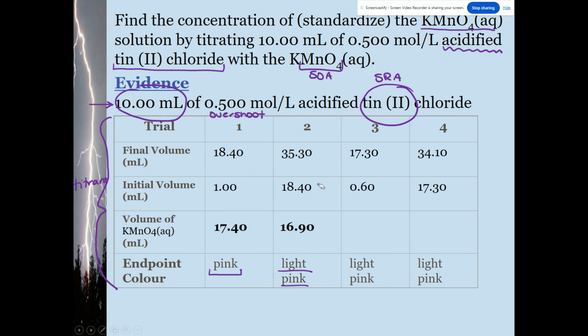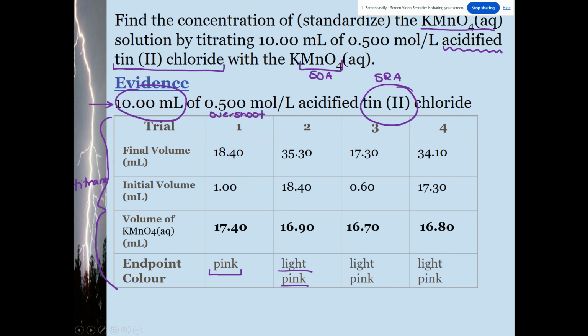Now remember that burettes can only hold 50 mils. So if you were to start trial 3 at 35.3 and you need to add 15 or 16 mils, you're going to run out of solution. So you refill your burette at that point and start over again, okay? But anyway, you continue to do the titration.